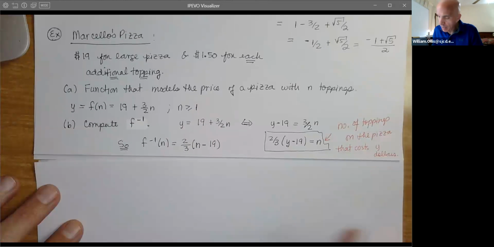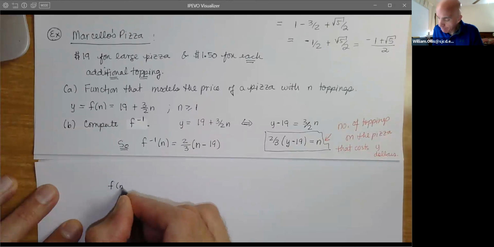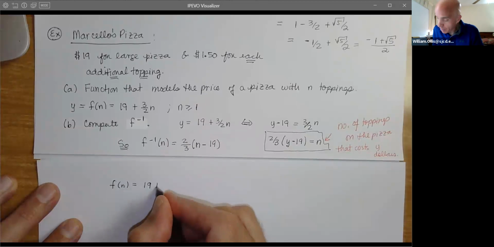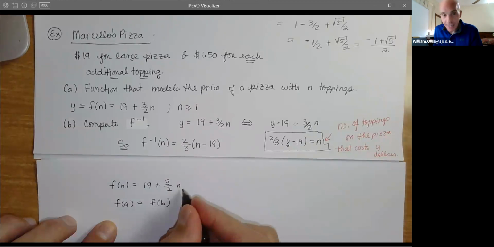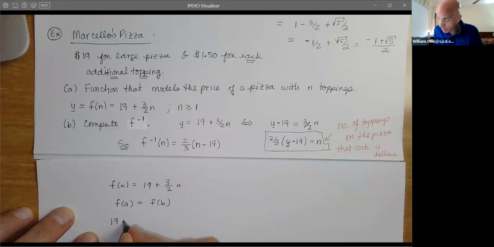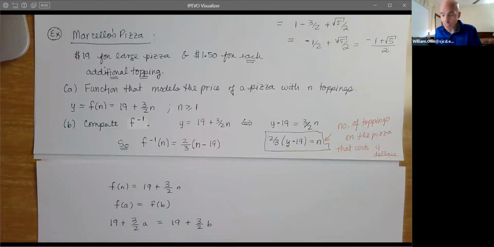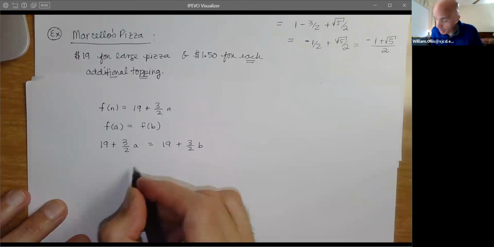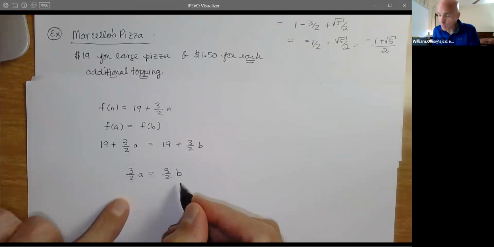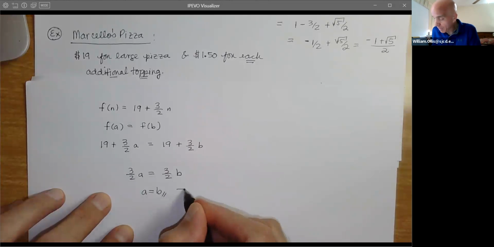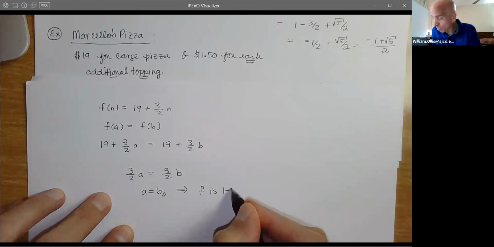We have f of n equals 19 plus 3/2 n. We'll say f of A equals f of B. That means replace n with A. So we have 19 plus 3/2 A equals 19 plus 3/2 B. Of course, the 19's absorbed, so that gives us 3/2 A equals 3/2 B. Of course, the 3/2 absorb, and we get A equals B. So this implies what? f is one-to-one.